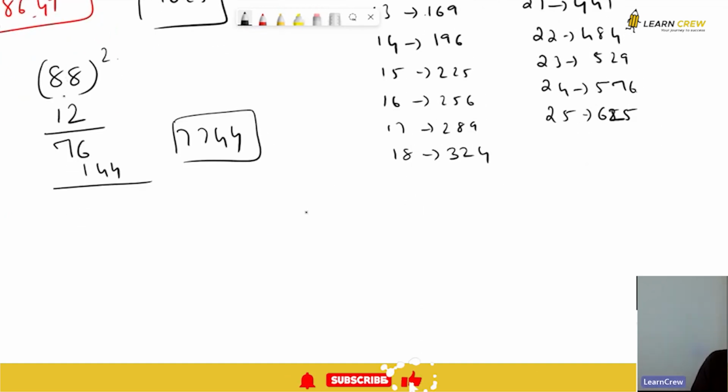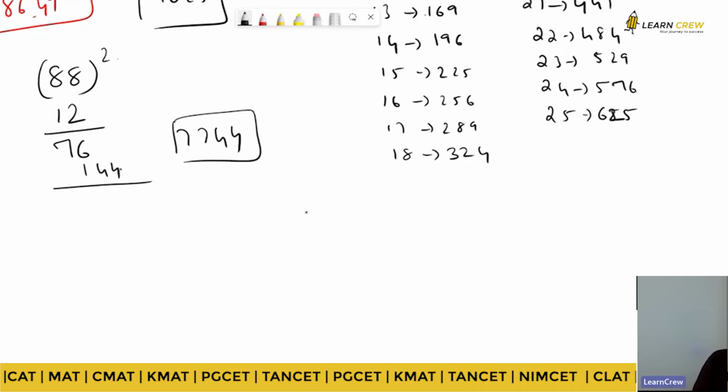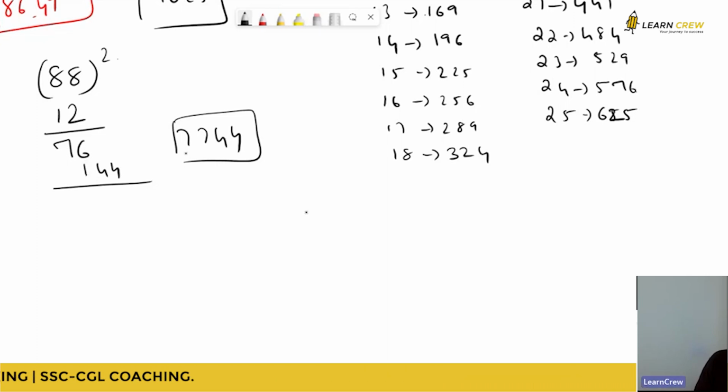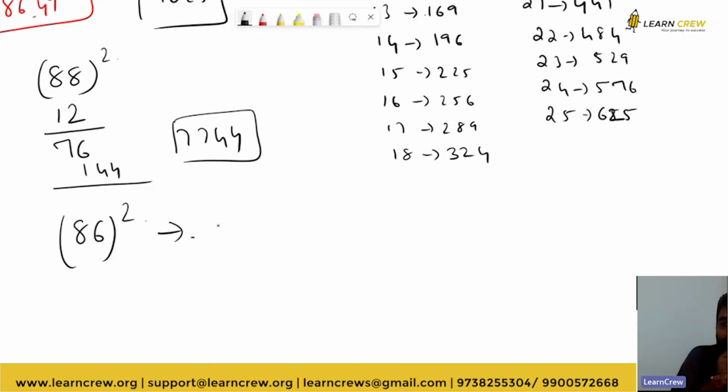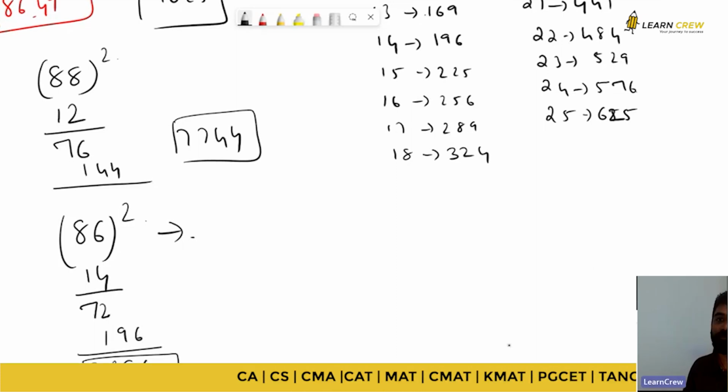Got it? Or still doubts? How much is 88 lesser than 100? 12. 88 minus 12 is 76. What is 12 square? 144. You need to take 1 over here, carry 1 over here. So it becomes 7744. Okay? Clear? Or doubts? 86 square. Find out. Lesser than 100 is 14. This becomes 72. This 14 square is 196. This becomes 7396. Okay. Fine.